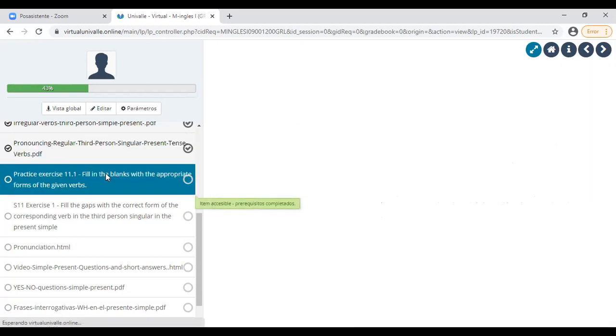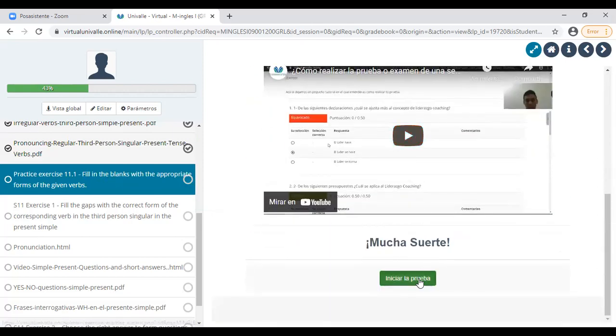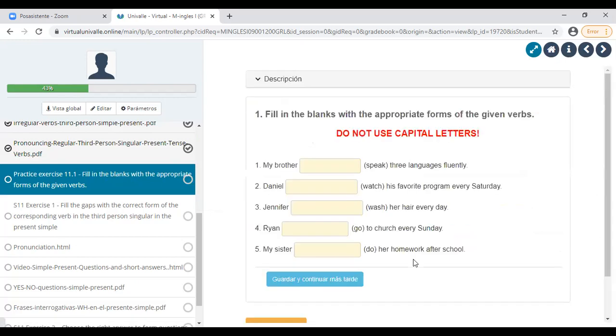And here we're gonna have a practice exercise. Fill in the blanks with the appropriate forms of the given verbs, okay? We're gonna get started. My brother speaks 3 languages fluently. Danielle watches his favorite program every Saturday.